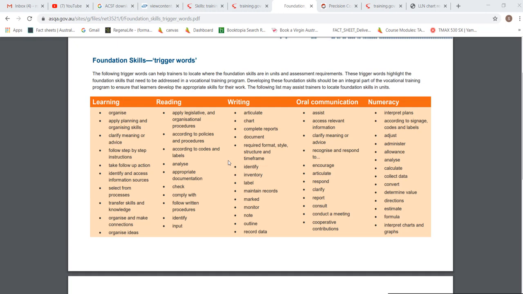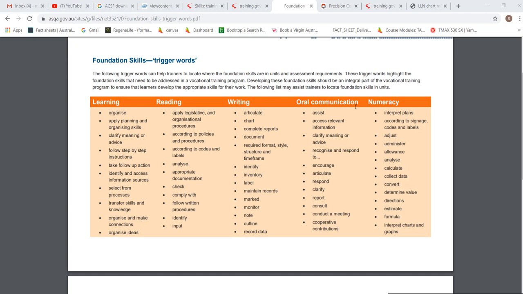A trigger word is ultimately any verb, or any action with a noun, that's going to highlight to us what the tasks or actions required from the unit are. Essentially, it's the major verbs in the unit itself. So for example, I love to start with numeracy, it's the easiest to relate to. If we look at the word calculate, I hope you can understand how that would definitely fall into the category of numeracy.